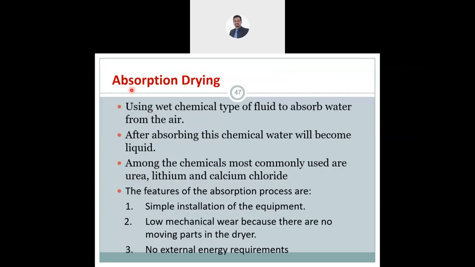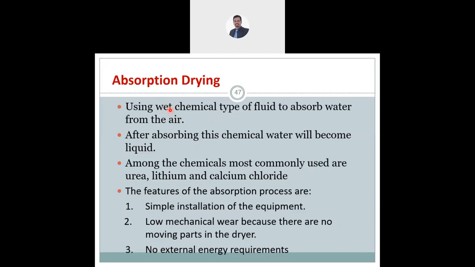Then kita ada absorption. So absorption, yang ni pun digunakan chemical. Tapi mekanisme ni, tadi dia just stick dekat surface. Yang ni dia tarik terus. Okay, dia tarik terus, where the chemical absorb water from the air. So after absorbing, this chemical with water will become liquid. So dia mula-mula macam solid. So once it absorb the water, yang solid chemical tu akan jadi macam water. Then it will go out. So absorption, dia bukan stick to the surface, dia akan serap.